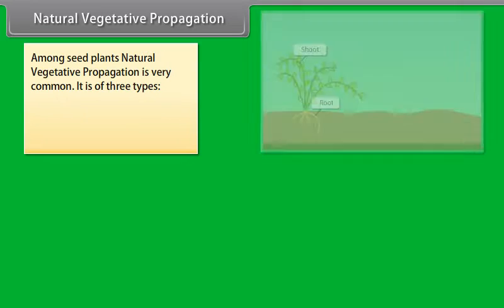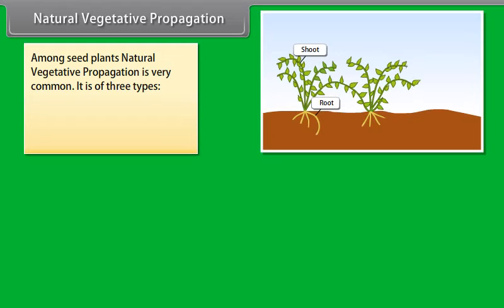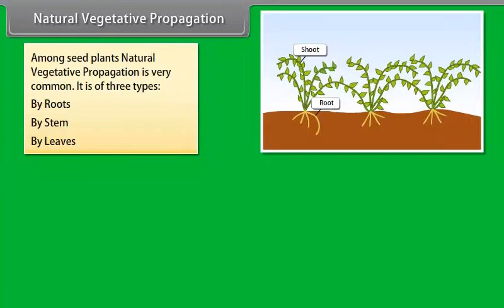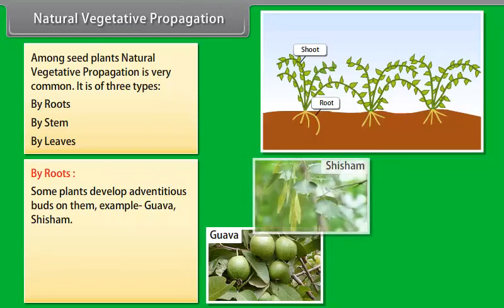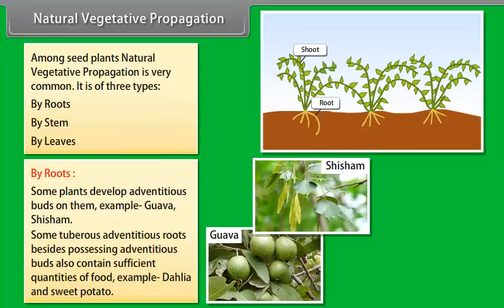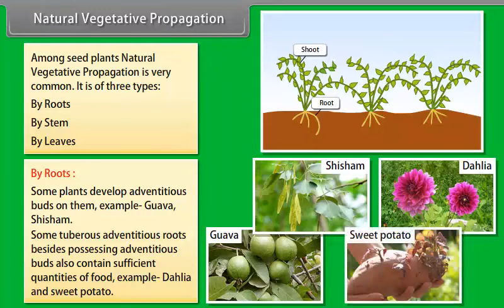Natural vegetative propagation. Among seed plants, natural vegetative propagation is very common. It is of three types: by roots, by stem, and by leaves. By roots. Some plants develop adventitious buds on them. Example, guava, shisham. Some tuberous adventitious roots, besides possessing adventitious buds, also contain sufficient quantities of food. Example, dahlia and sweet potato.